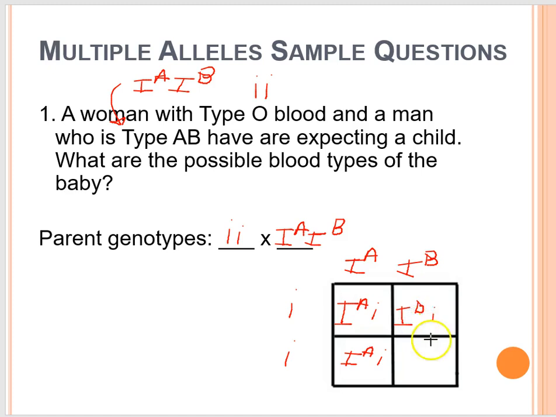Mom can only give what? Little i, because she's an O. So all of their kids are going to be what types? A and B. They can be A or B. Will they ever have an O child? No. What's the only way they could have an O child? Dad has to have one of these. That's the only way.